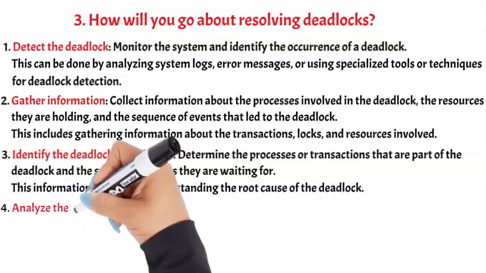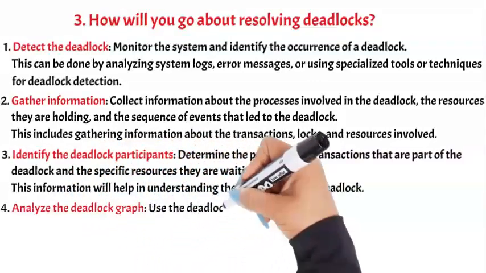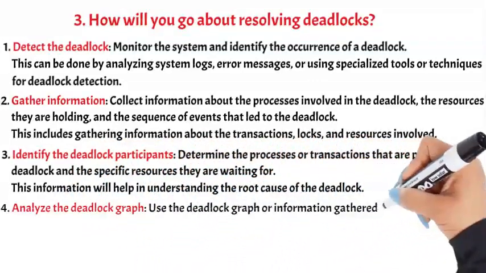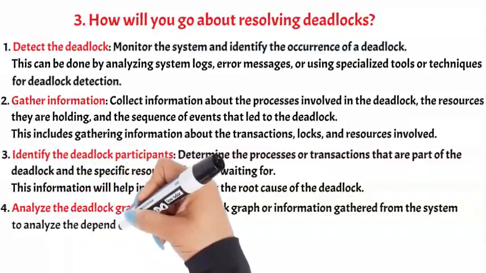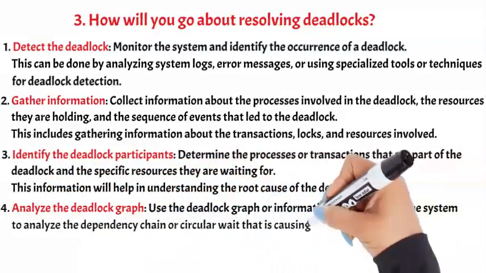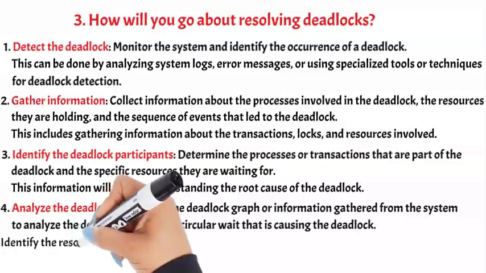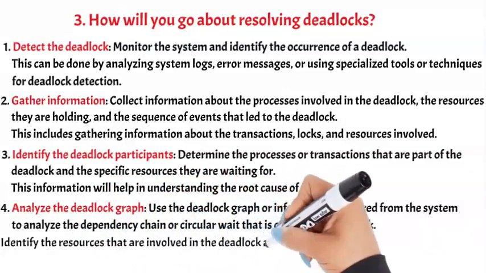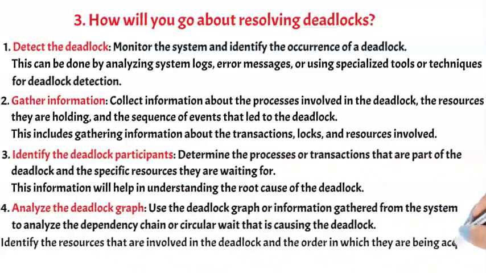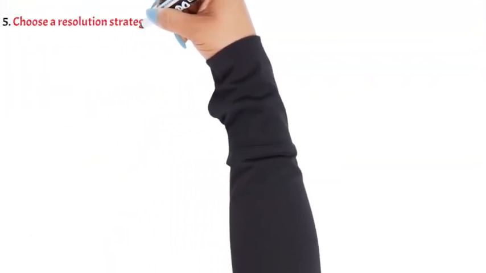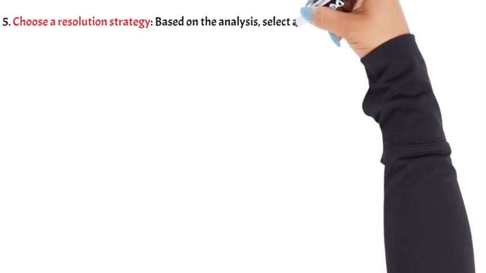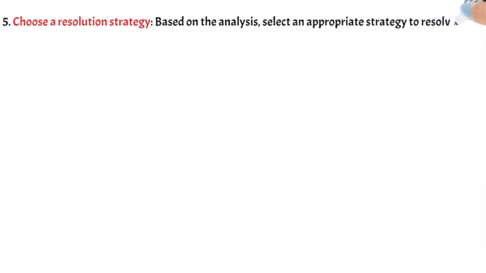4. Analyze the deadlock graph. Use the deadlock graph or information gathered from the system to analyze the dependency chain or circular wait that is causing the deadlock. Identify the resources that are involved in the deadlock and the order in which they are being acquired. 5. Choose a resolution strategy. Based on the analysis, select an appropriate strategy to resolve the deadlock.